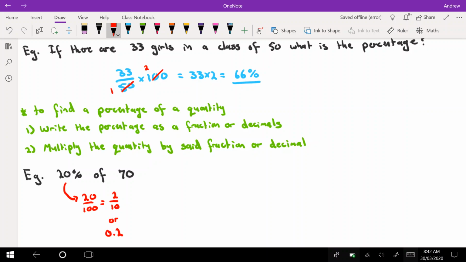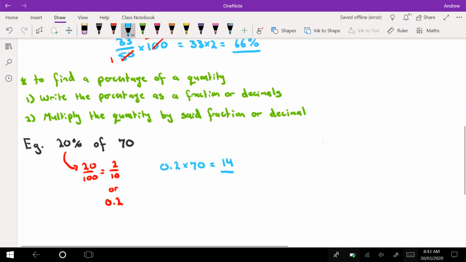Now, just because I used a fraction in my first example, I'm going to multiply by a decimal here. So I've got 0.2 times 70, which is equal to 14. So that would be my percentage, my 20% of 70.